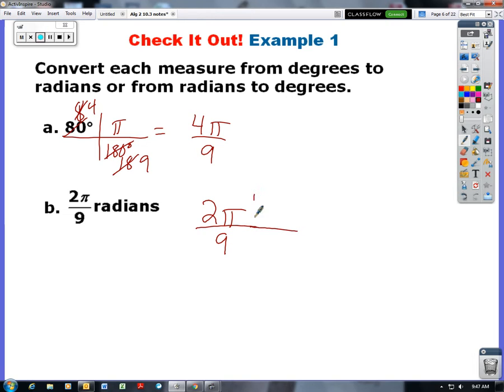I'll extend this out. I know the pi goes there, the 180 up here. Those are going to cancel. 9 goes in there once. 9 will go in there 20 times. 2 times 20 is 40 degrees.